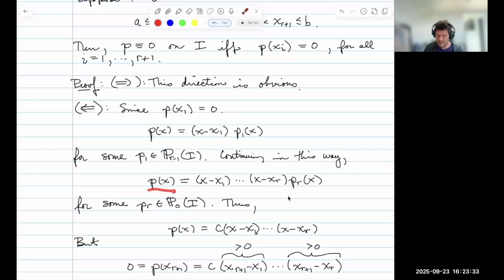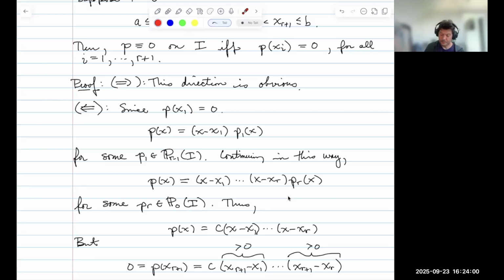I can write P(x) as equal to the factor (x minus x1)(x minus x2), the product, right? (x minus xr) times Pr(x), for some Pr, which is a polynomial. Now, because I keep reducing the order of the polynomial, this one is now a polynomial of degree at most 0. So it's a constant.